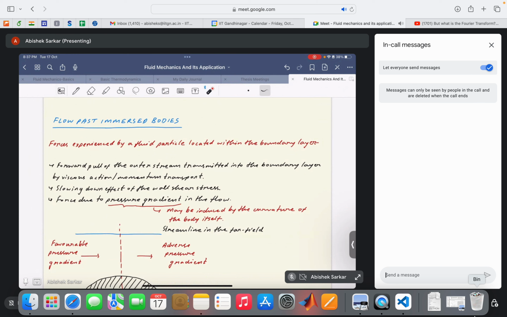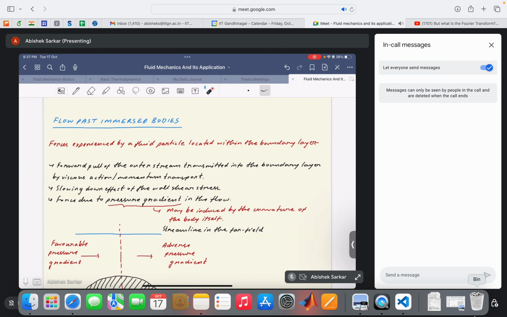So what are the forces that are experienced by a fluid particle located within a boundary layer? The first is the forward pull of the outer stream transmitted into the boundary layer by the viscous action or momentum transport. Since the fluid will move over the flat plate, it will try to pull the plate along with it because of the viscous effects. Consequently, there is the slowing down effect of the wall shear stress. As a reaction to this pull, the flat plate will try to slow down the flow that occurs over it.